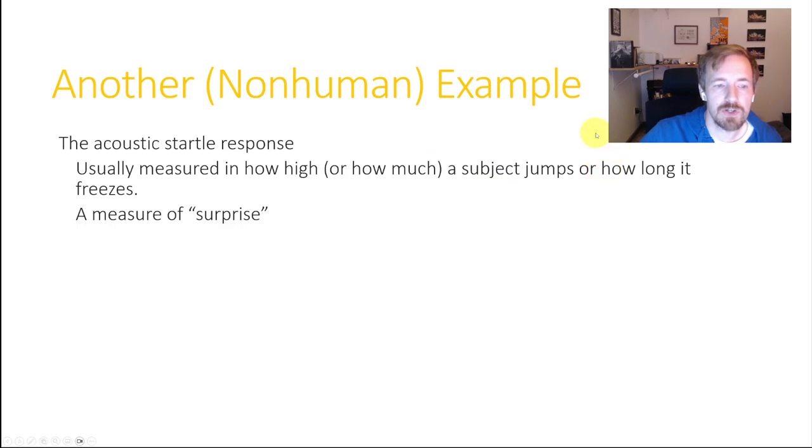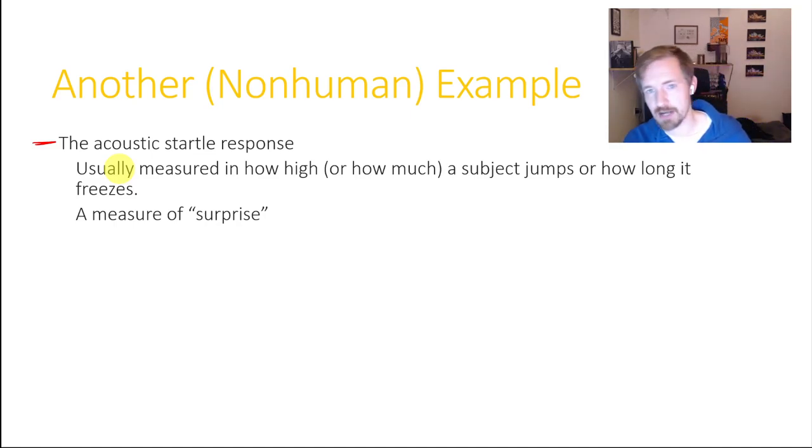All right, to give you an example of a non-human version of habituation, let's talk about the acoustic startle response again. Usually, the acoustic startle response is a measurement of how long an animal freezes or how high it jumps whenever it is startled. The idea is that if you can measure how long an animal freezes whenever it is startled, then you can measure how scared or how startled or how surprised it is.